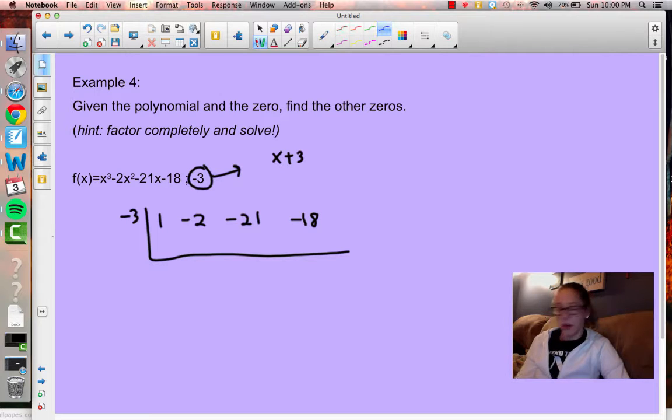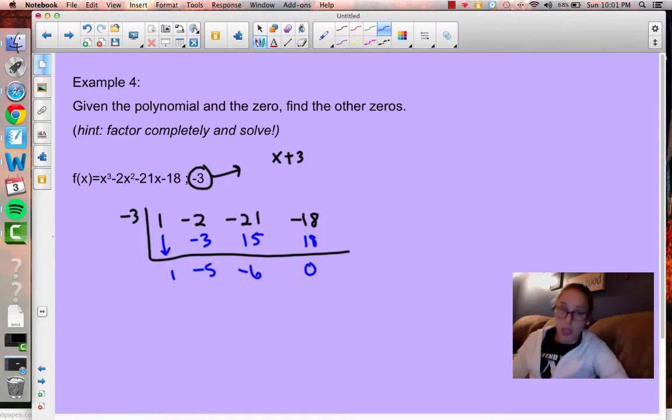Now we can go ahead and start our synthetic division. So bring down the 1. Negative 3 times 1 is negative 3. Negative 2 plus negative 3 gets us negative 5. Negative 3 times negative 5 is positive 15, and when we take negative 21 plus 15, we get negative 6, and then negative 3 and negative 6, those multiply to get 18. So here we get a remainder of 0, which is good, because that means it goes into it evenly.